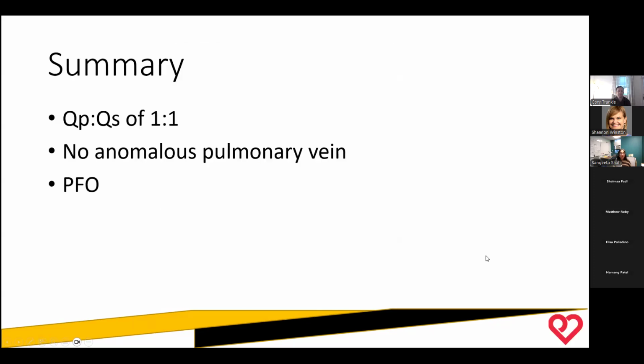So for her, on MRI, QPQS was 1.1 to 1. She had no anomalous pulmonary veins, and she had a PFO. So she underwent closure of her PFO with dramatically improved symptoms. And what was interesting is that her PFO was actually very large. With the largest device, she still has a very small shunt, but she does not desaturate.